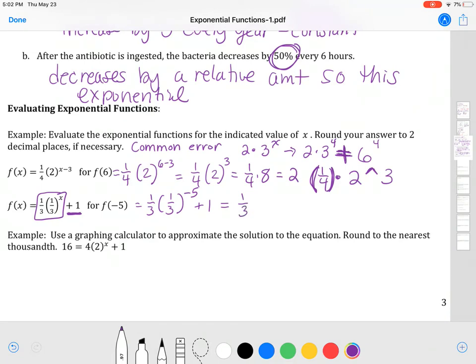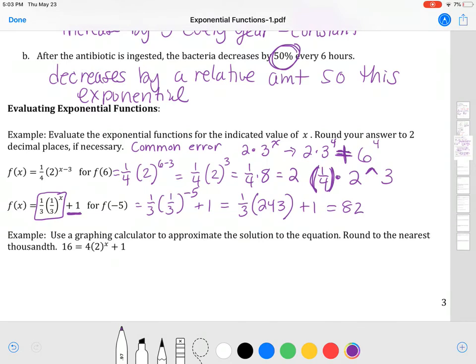Well, 3 to the 5th is equal to 243. So if I take 1/3 and raise it to the power of 5, I would get 1/243. However, because x is negative, if you recall, when you have a negative exponent, you flip your fraction upside down. So 1/3 to the -5th is going to be 243. So now I take 1/3 times 243 and I add 1, and that would give me 82.